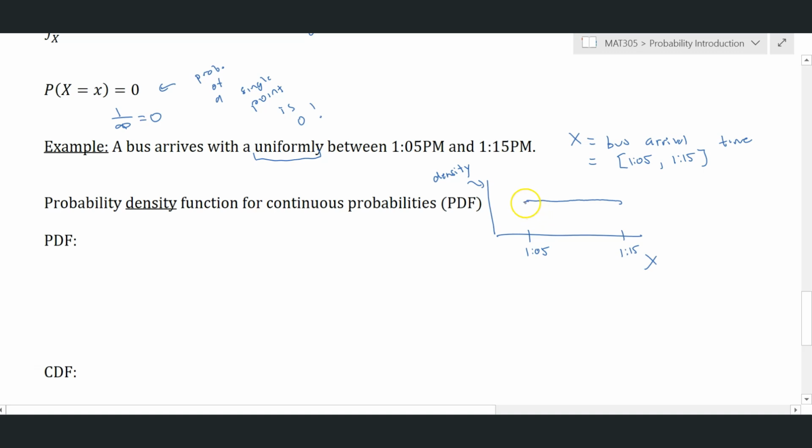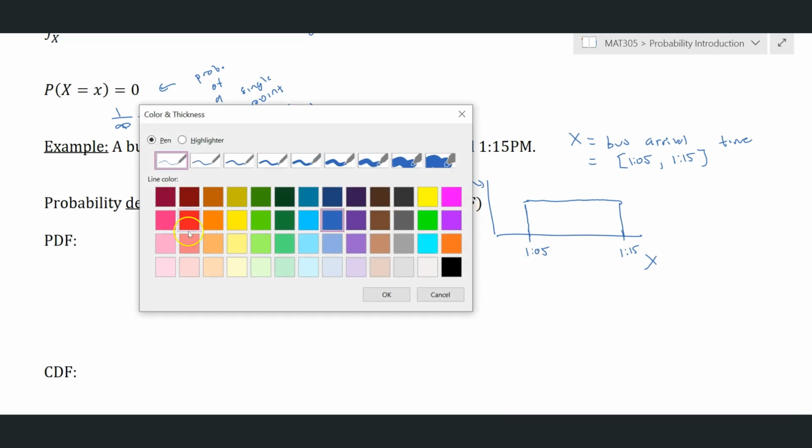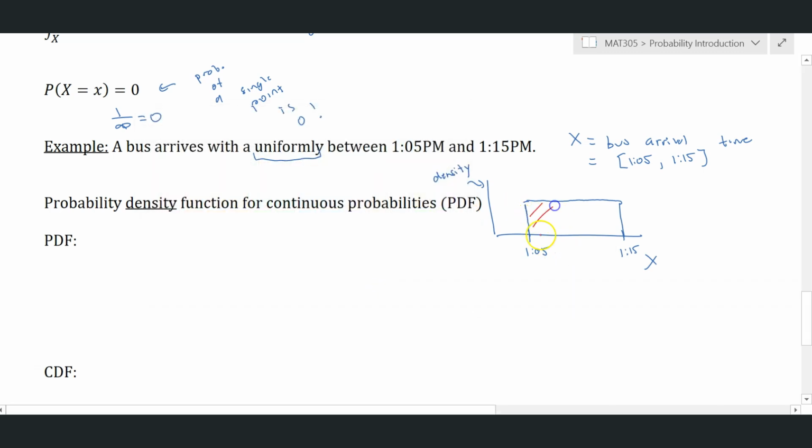Okay, so this is going to be some function, and I'm going to draw lines here, but those lines aren't actually there. It's just a horizontal line. And then the area underneath here should be 1.0, right? Because that's going to be the total probability. And we said that if you integrate all of the probabilities, in this case, for x being between 1:05 and 1:15.